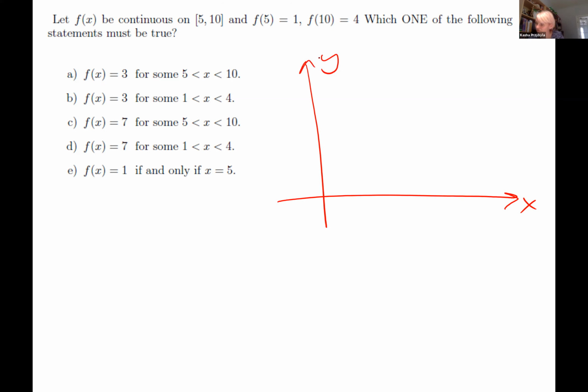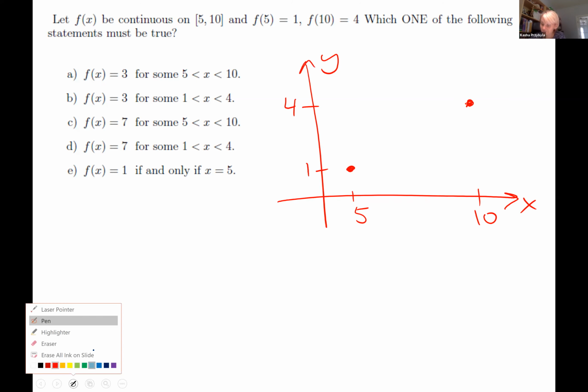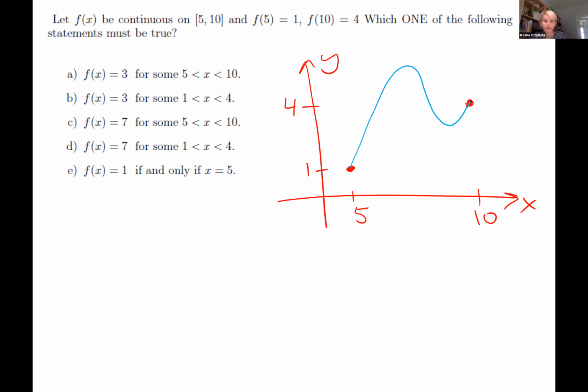f of 5, let's say this is 5. f of 5 is 1. My scale is off here, but it's okay. That's 1. f of 10 is 4, here. And I know that the function is continuous. I can connect these two dots any way. Let's say like that.